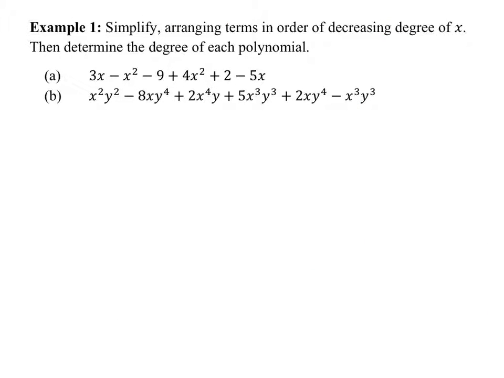So simplify, it should be pretty straightforward. Arrange terms in decreasing degree of x. Then determine the degree of each polynomial. So, obviously with the first one, collect like terms first, practice on your own, collect your like terms, simplify it, put it in decreasing degree of x, so highest degree to lowest degree.